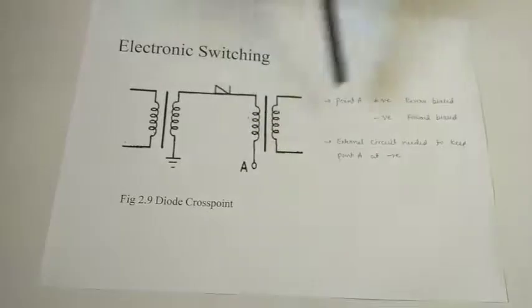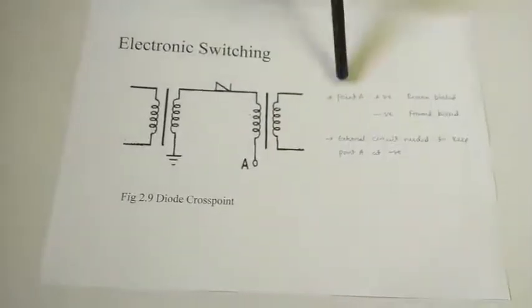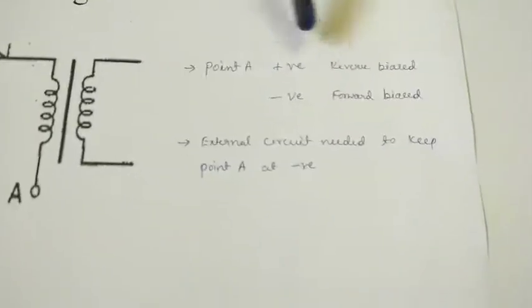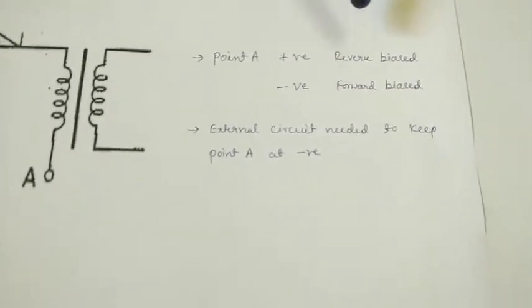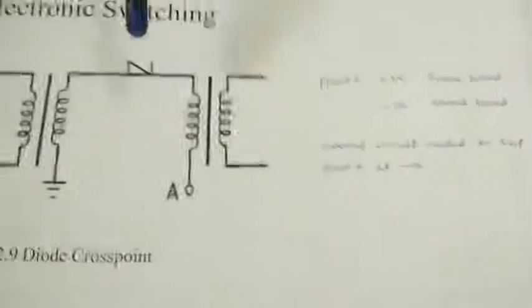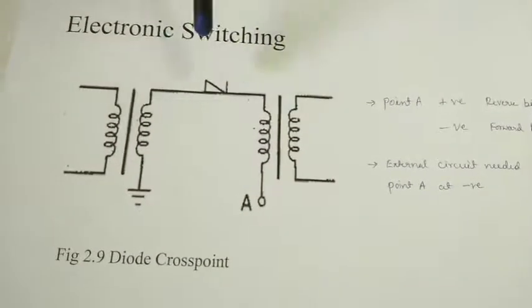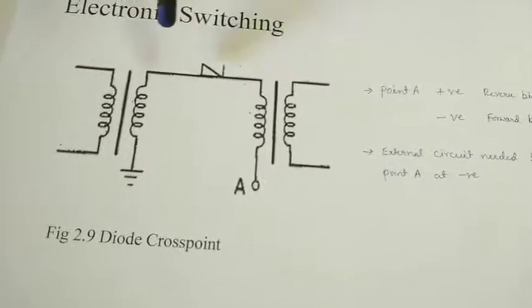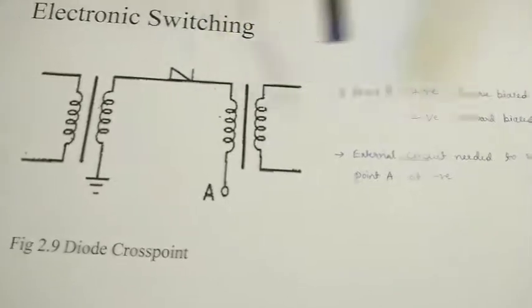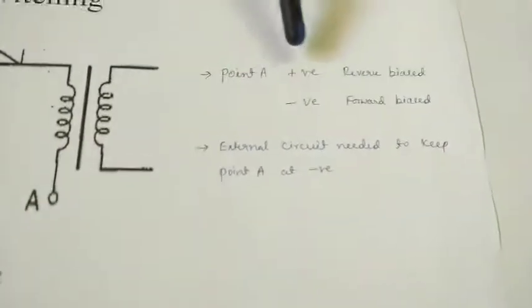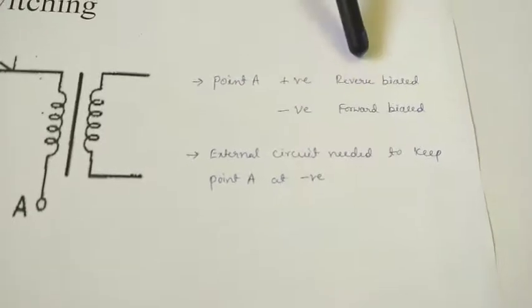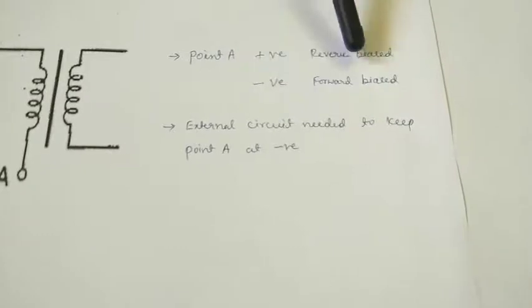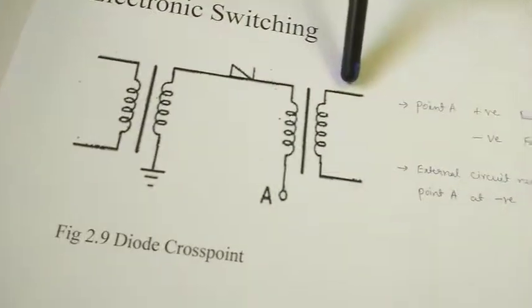We will be observing this point A. If point A is positive, it will be reverse biased. I hope you know what happens whenever a diode is forward or reverse biased. Forward bias means it conducts, reverse bias means it doesn't conduct. That means it will be disconnected from the communication system. If point A becomes positive, it is reverse biased, meaning there is no connection between the systems. If point A is negative, it is forward biased, which means one line is connected to the other point.